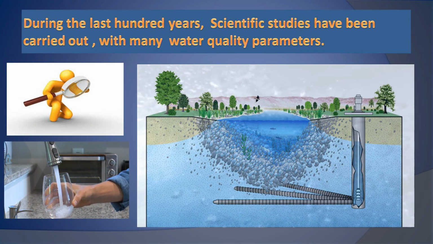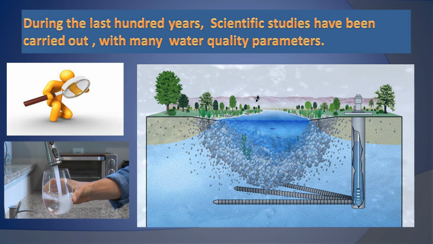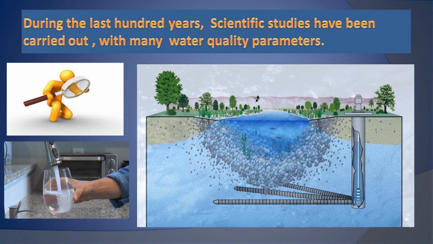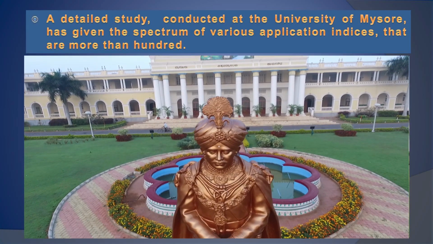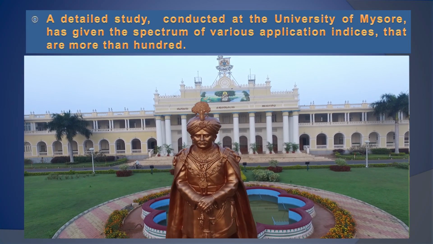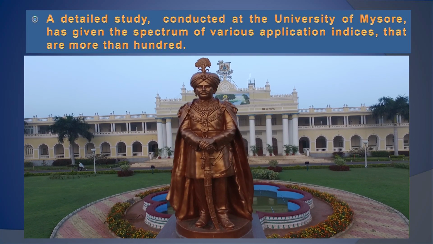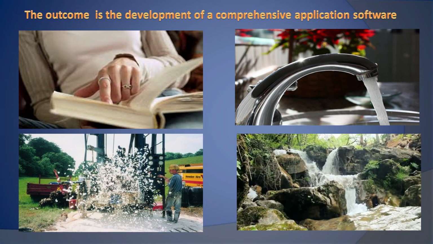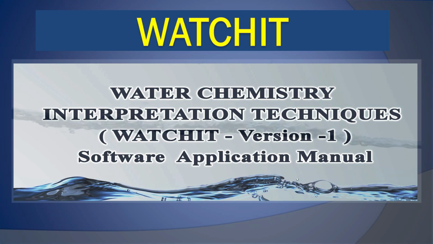During the last 100 years, scientific studies have been carried out with many water quality parameters. Only a few popularly known parameters are used by the researchers very often. A detailed study conducted at the University of Mysore has given the spectrum of various application indices that are more than 100. The outcome is the development of a comprehensive application software called Watchit, meaning Water Chemistry Interpretation Techniques.